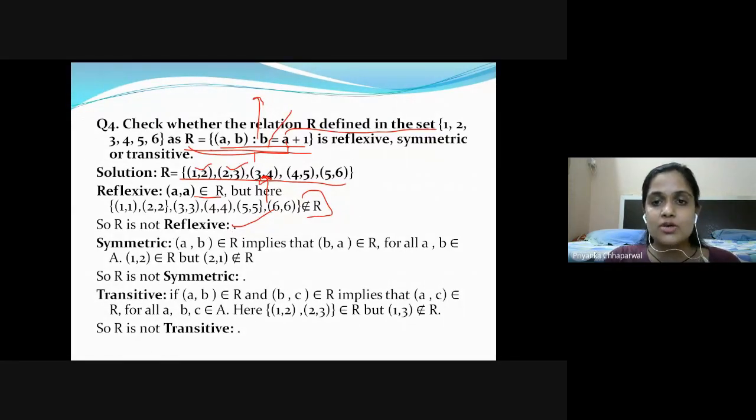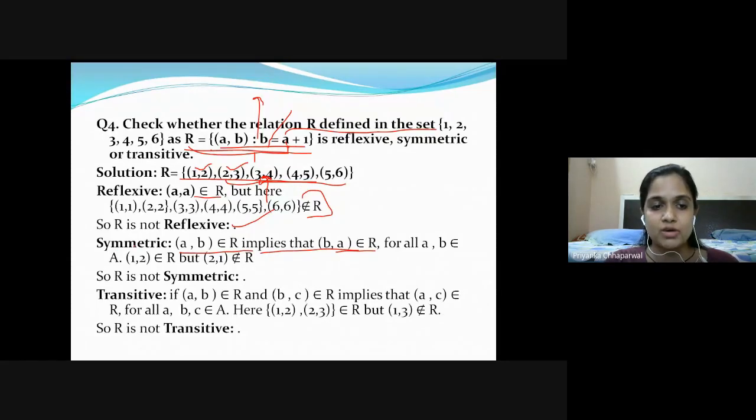The next question is whether it is symmetric. What is the condition for symmetric? The condition for symmetric is this: (a, b) belongs to R implies that (b, a) should belong to R. Here we see that (1, 2) belongs to R, then the opposite is (2, 1). We check that (2, 1) is not a part of this relation set. So it is not symmetric.